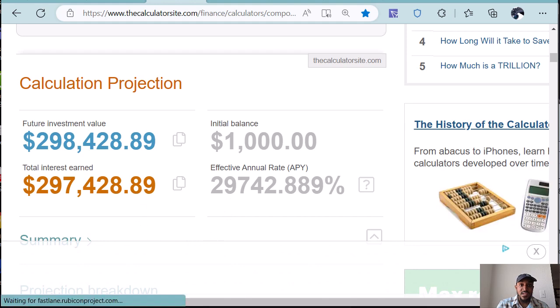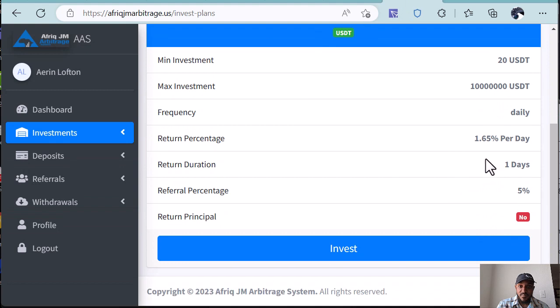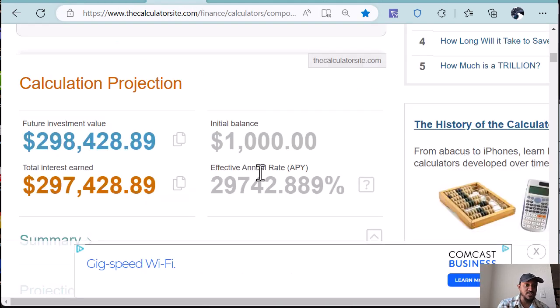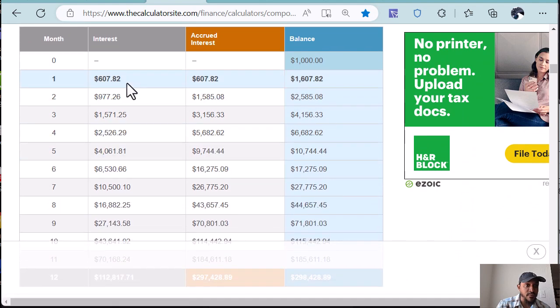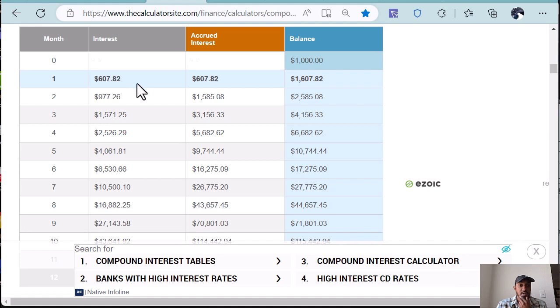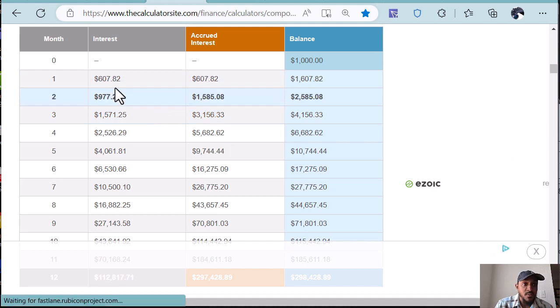And so as long as we continue to earn 1.65%, as long as it continues to trade 24 hours a day, every single day, that's 1.65% on your investment. Mathematical formulas don't lie. They tell the story. So when we look at this breakdown, your very first month will have earned you $600. Then that second month, you'll earn $977. Well, how did it jump? Why did it jump? Well, it jumped because we're compounding.